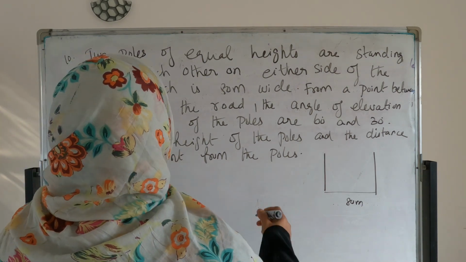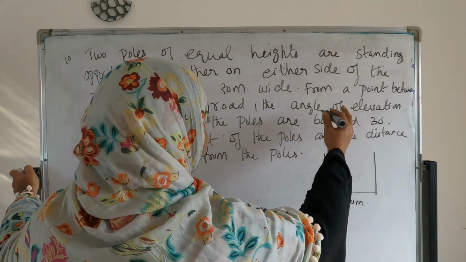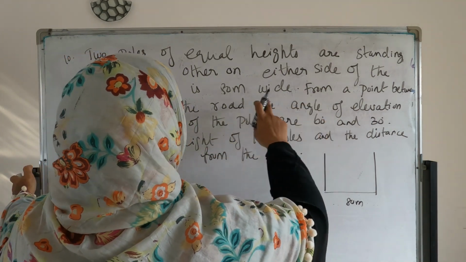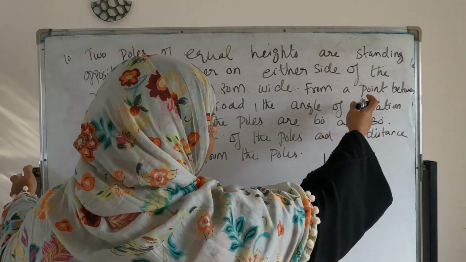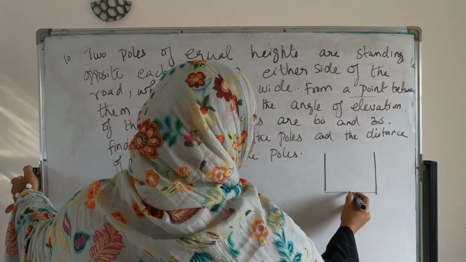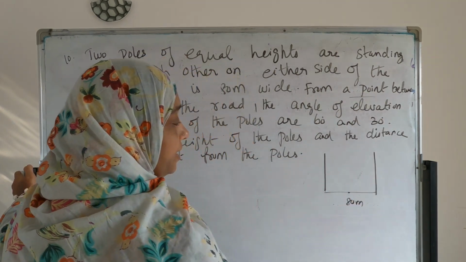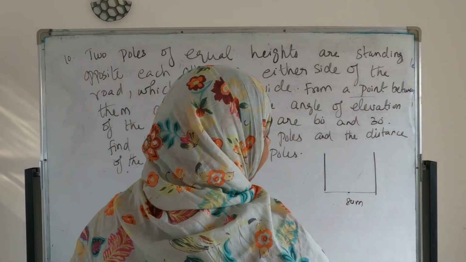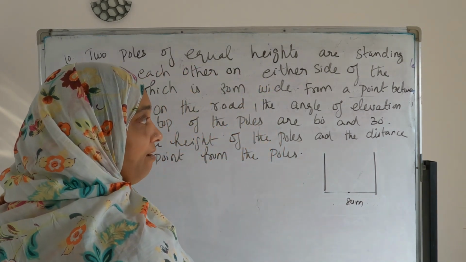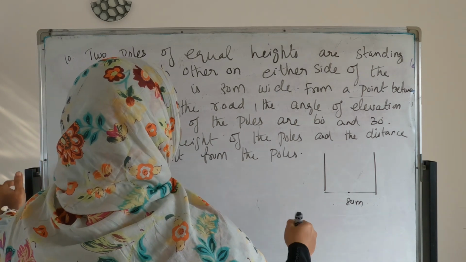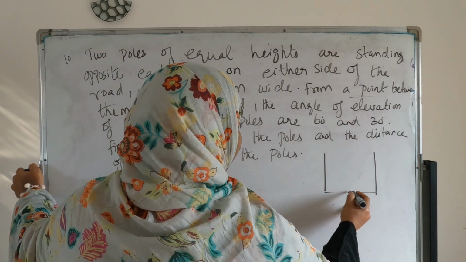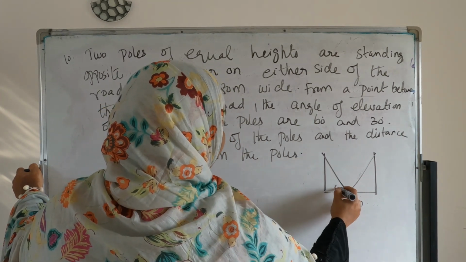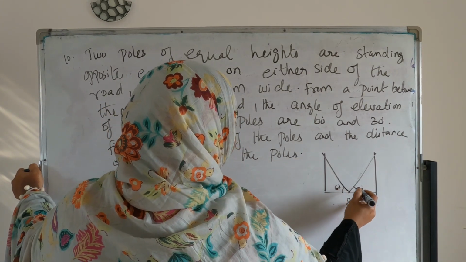So now you see, the point is in the middle of the road, not somewhere else. It can be from your point only. Any point, it is not necessary to be a midpoint. Midpoint means here 40, here 40. But it is not a midpoint. They ask from your point. Then the angle of elevation of the top of the tower is 60 and this is 30.